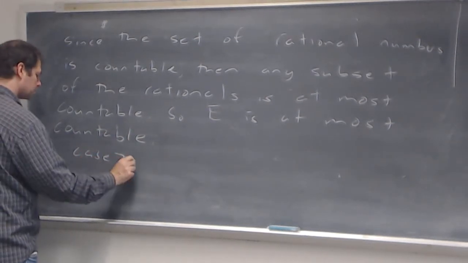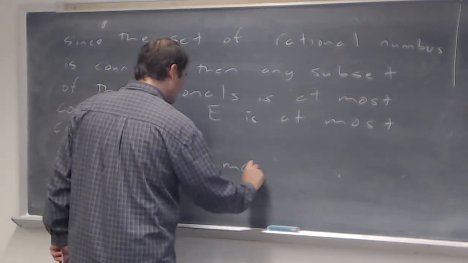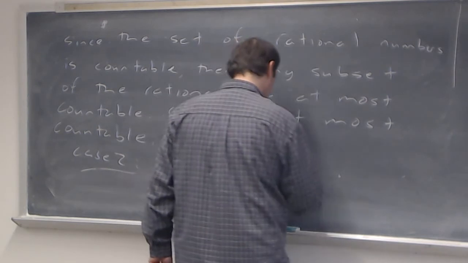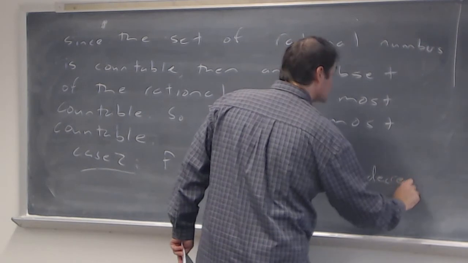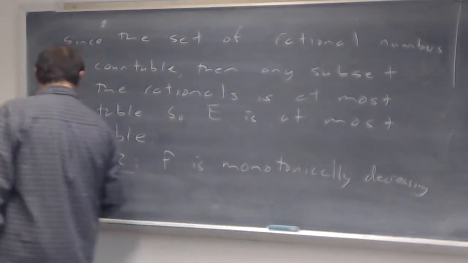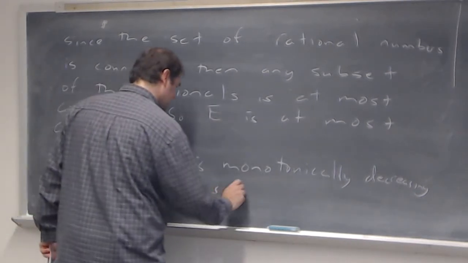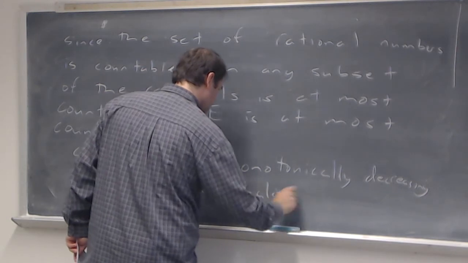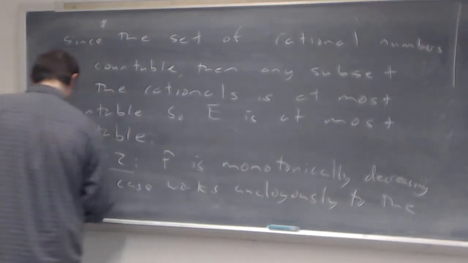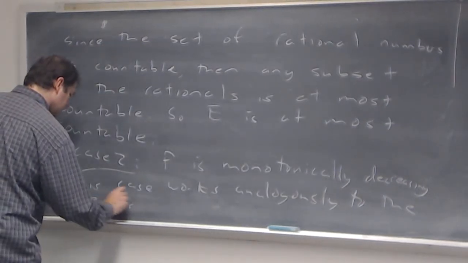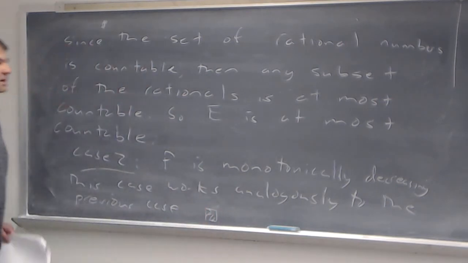Case 2 is that f is monotonically decreasing. This case, I won't do it, works analogously to the previous case. So we let you fill in those details and have them to prove.